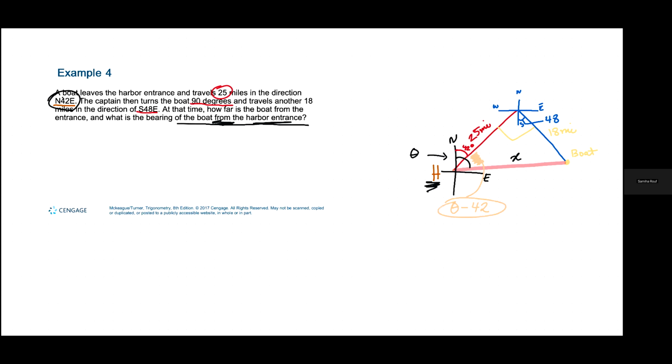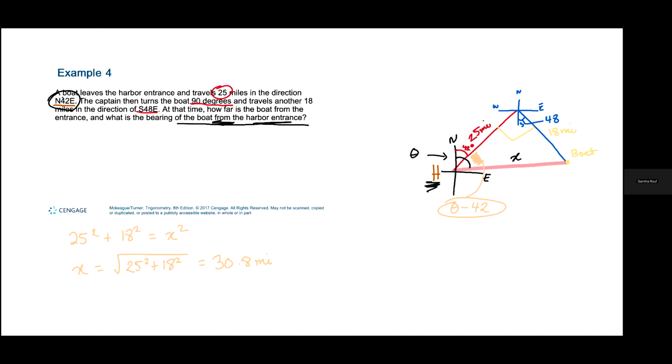So first, let's find the distance x. Well, again, we have a right angle triangle here. So we can use Pythagorean theorem to find x, where x is the hypotenuse of our right angle triangle. We have 25 squared plus 18 squared equals x squared. So x would equal the square root of this. And this comes out to be 30.8 miles. Okay, so that's the distance of the boat from the harbor.